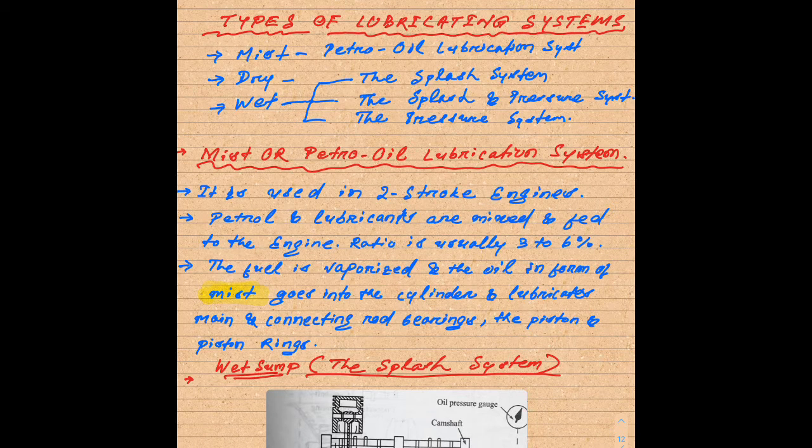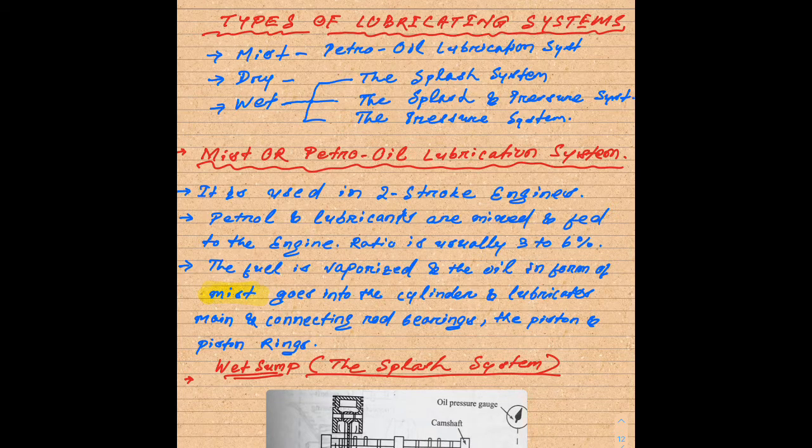Hello guys, today we are going to see different types of lubricating systems that are used in automobile engines. First one is mist type, also known as petro oil lubrication system. Second one is dry sump type. Third one is wet sump type. Wet sump type is also divided into three kinds: the splash system, the splash and pressure system, and the pressure system.